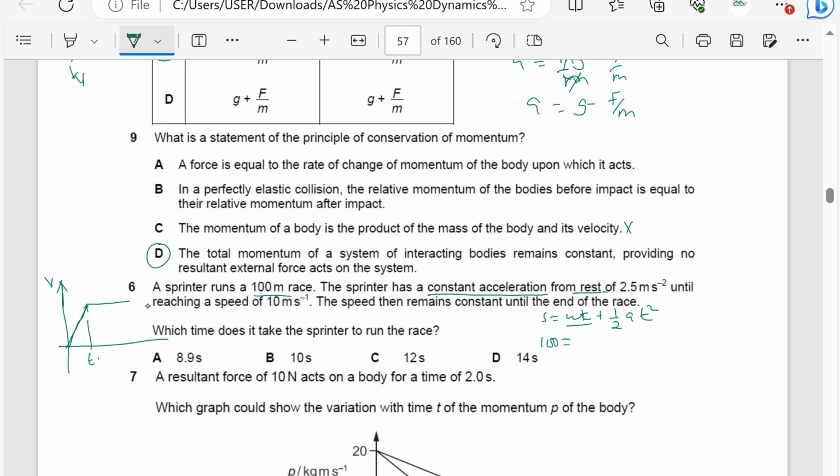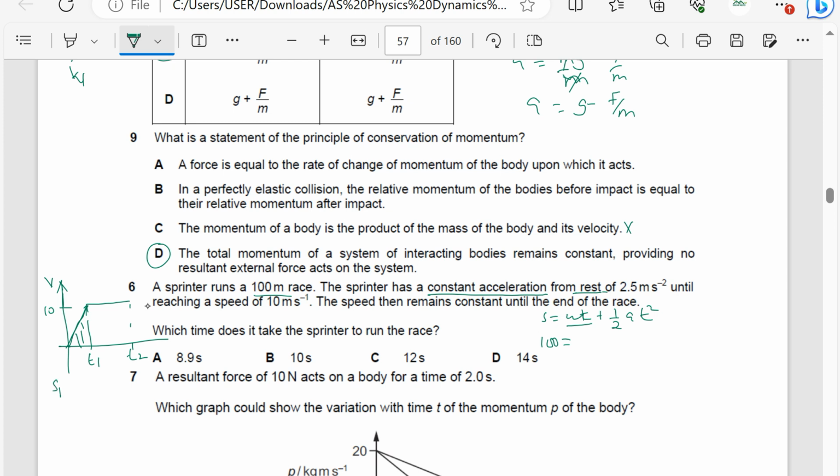So it takes time t1, which I don't know, to reach a constant speed for constant acceleration. Then let this be time t2. The speed is 10. The total distance, remember, is 100 meters. Okay. So for the first one, for this part here, the distance is going to be the area under that graph.